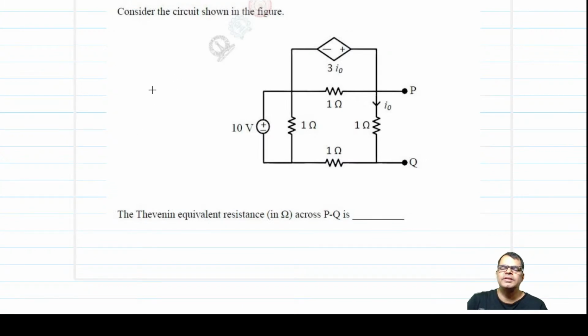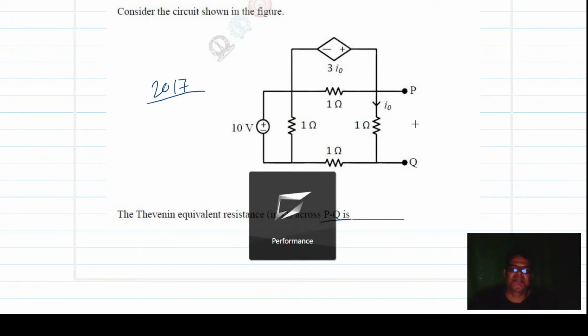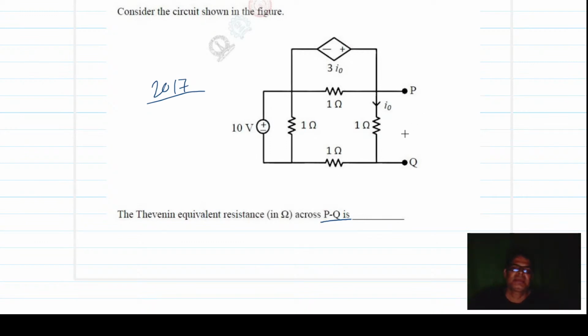This is a GATE 2017 question. This is a really good question. Consider the circuit shown in the figure. Find the Thevenin equivalent resistance in ohms across P and Q. You have learned many ways to find the Thevenin resistance. The first one is, because you have a dependent source, you need to apply a voltage V2 and produce the current I2, and divide V2 by I2, and you will get the Thevenin impedance.